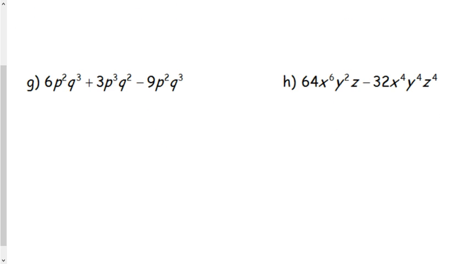Oof, this one has lots of pieces to it. Well, what can I factor out? What's a number? My greatest common factor is going to have a 3, because I can factor 3 out of each of those terms. What about P? Well, they all have at least a P squared. So I can factor out P squared. What about Q? They all have at least a Q squared.